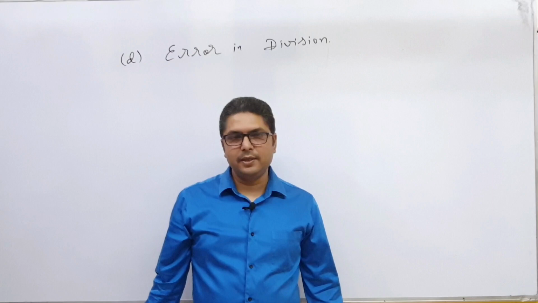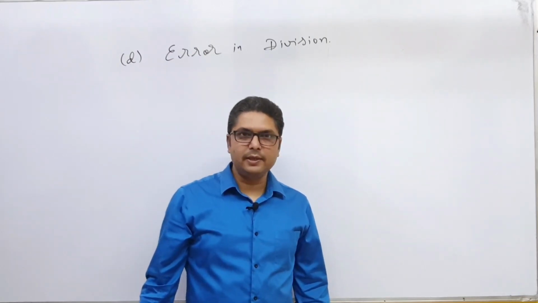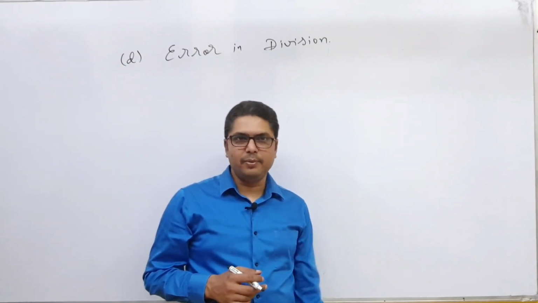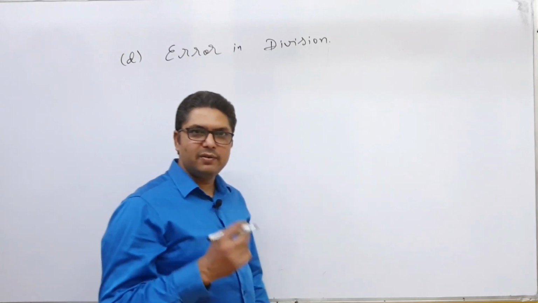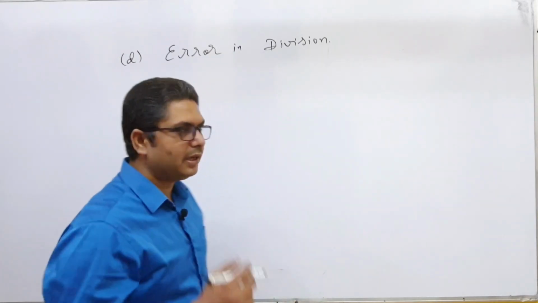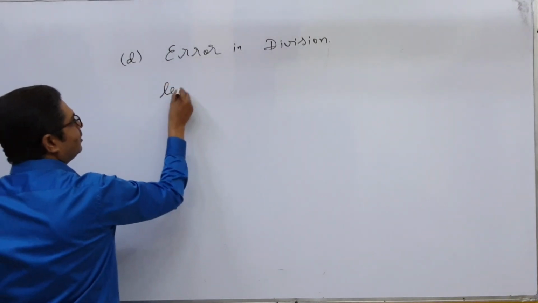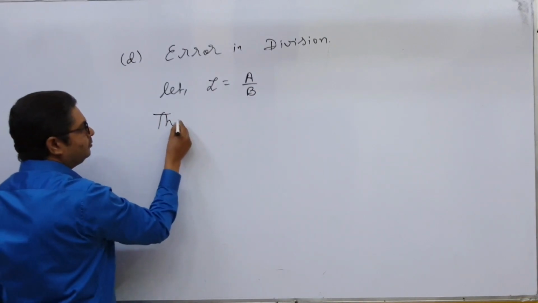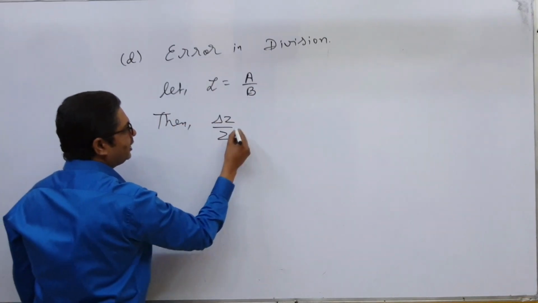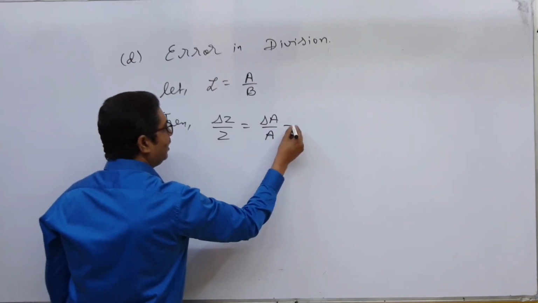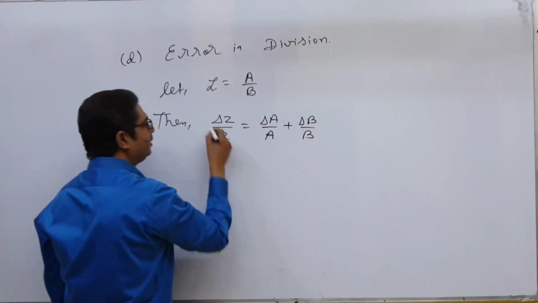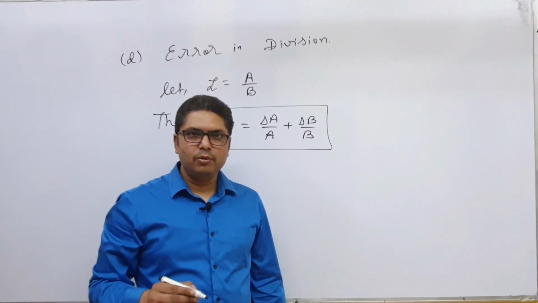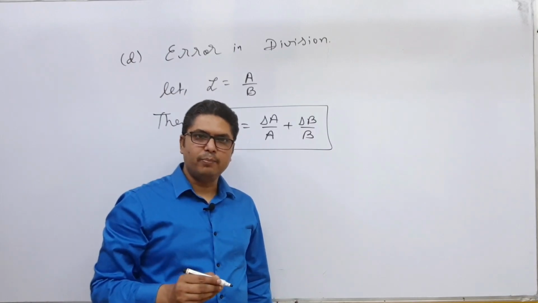Now the next topic is error in division. As we have seen, the error in product comes out to be the sum of relative errors. Similarly, the error in division comes out to be the sum of relative errors. So we can write it, let Z equals A divided by B, then delta Z by Z is equals to delta A by A plus delta B by B. This is similar to product.